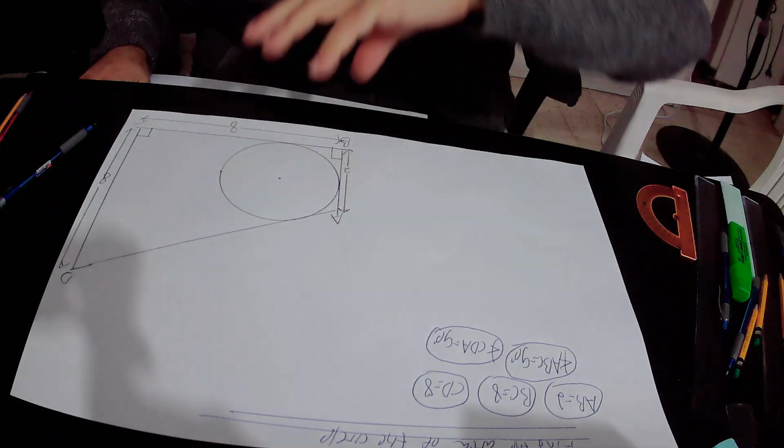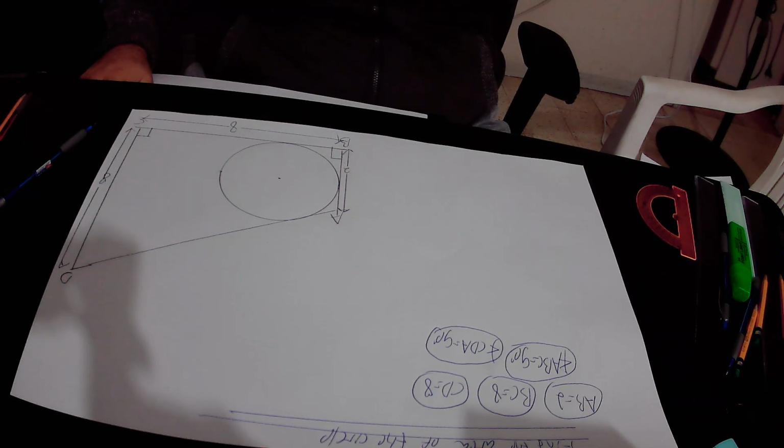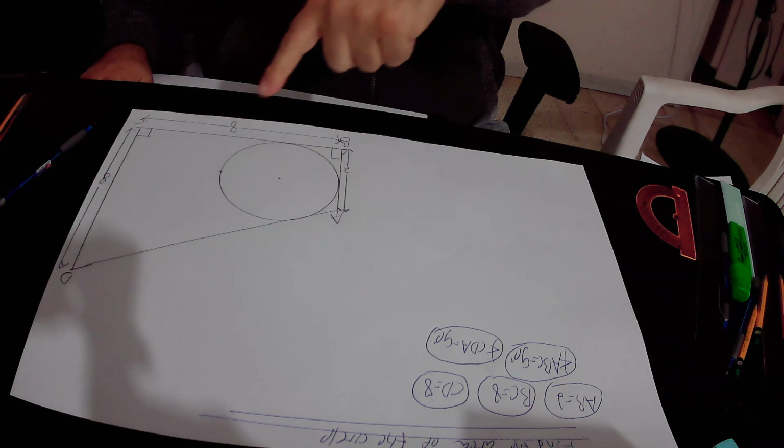Hello, in this lecture we will find out the area of a circle. In the drawing we have quadrilateral ABCD. Inside this quadrilateral we have this circle.